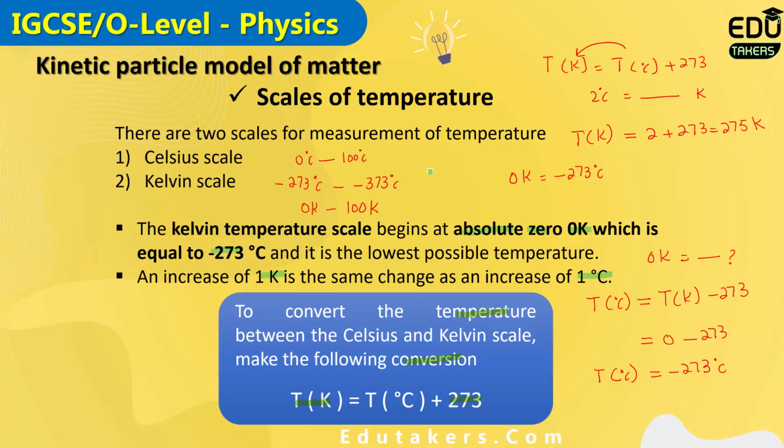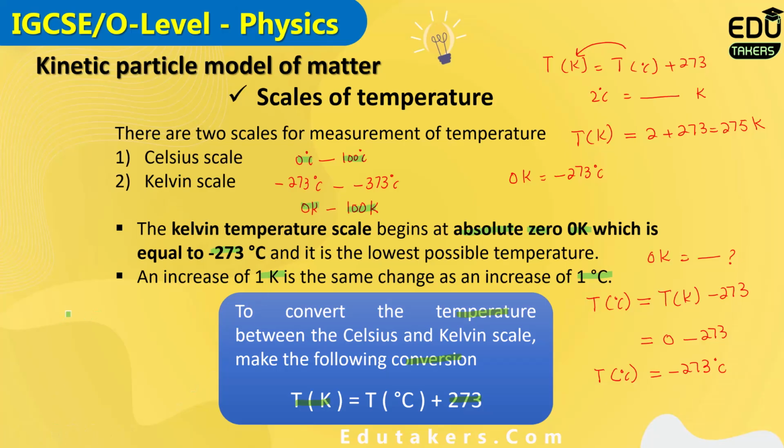Because here in the degree C scale, you can see it starts from 0 degree C and ends at 100 degree C. It is basically divided into 100 equal parts. Similar to the Kelvin scale, here it starts from 0 Kelvin and ends at 100 Kelvin. There are a total of 100 parts in the Kelvin scale. That's why I can simply say that when you increase the temperature by 1 Kelvin, it is basically the same as increasing the temperature by 1 degree C.